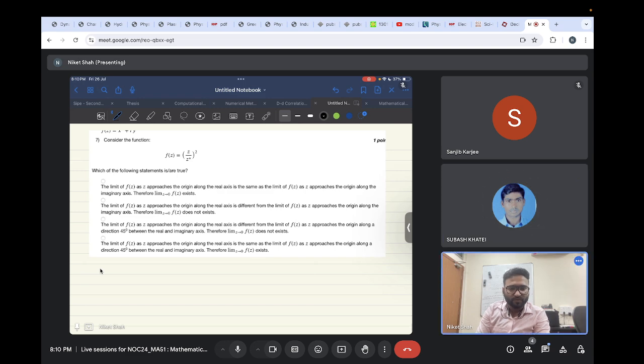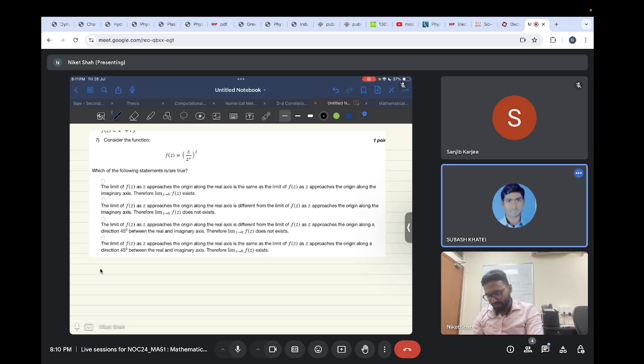What's possible or what's not possible? Whether it can be different or the same. It can be different. That's what we will see. I'm not sure whether that is the case in this question, but there do exist functions where the limit does not exist. We'll see whether it's the case for this one. Okay.